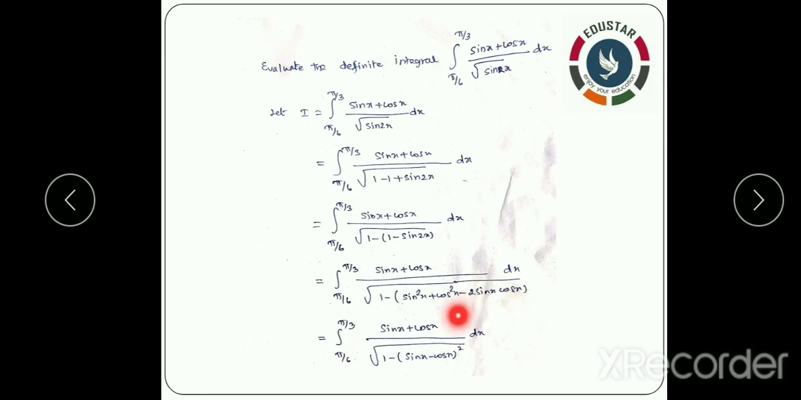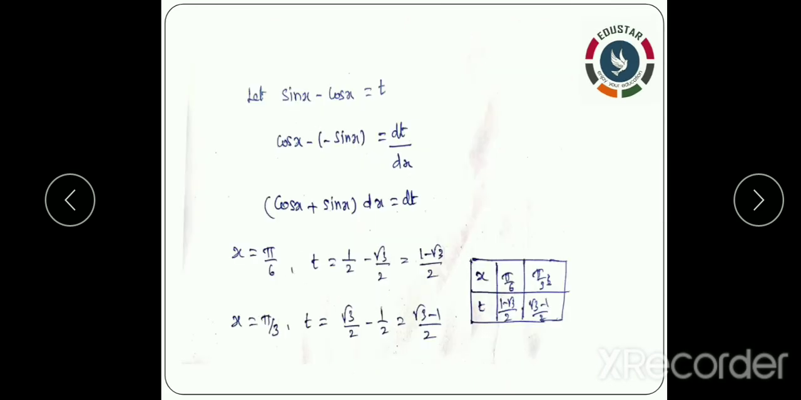We can reduce, we get minus of (sin x minus cos x) whole square into dx. Then, reducing this integration, we can go for the substitution method. Assume t = sin x minus cos x. Differentiating this function, we get the differentiation of sin x is cos x, minus the differentiation of cos x is minus sin x, equal to the differentiation of t, which is dt by dx. Then reducing this, (cos x plus sin x) dx equals dt.